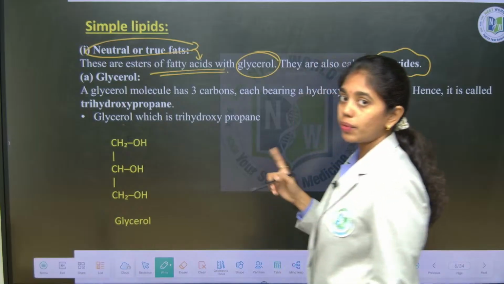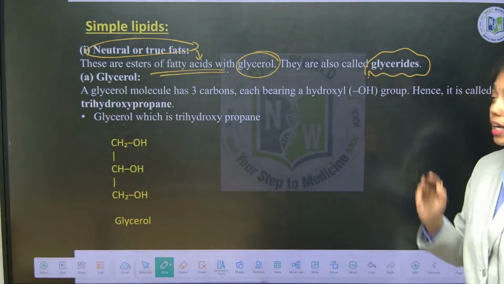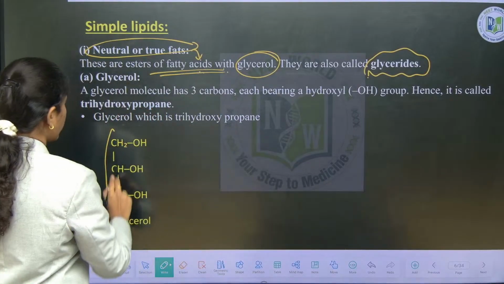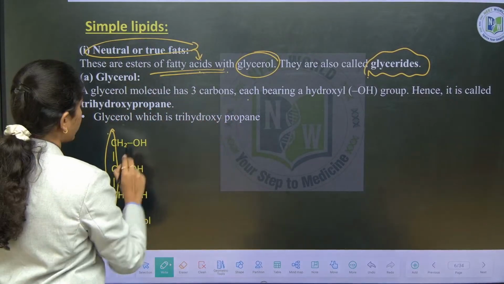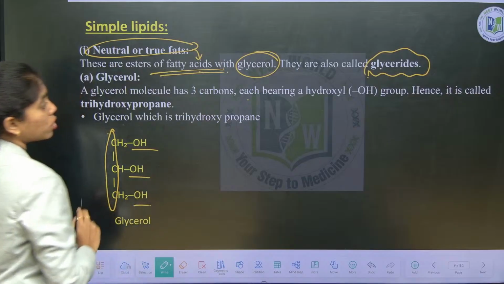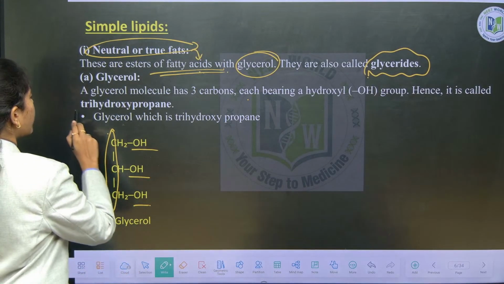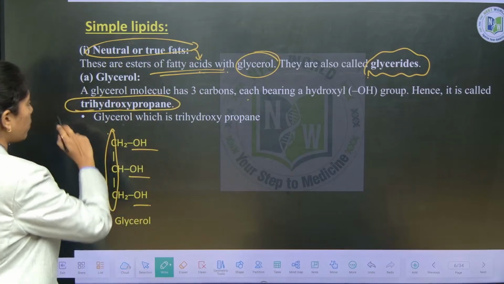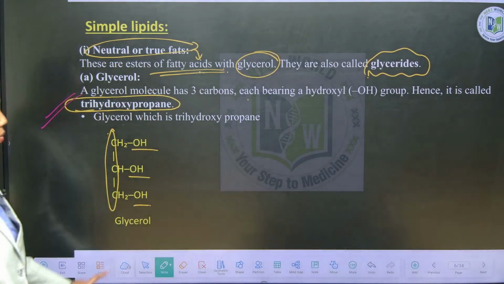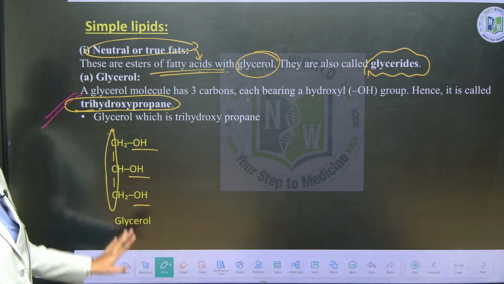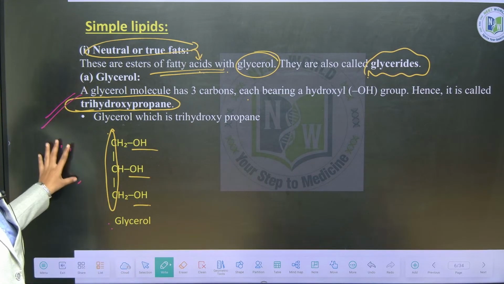Here we learn it with an example, glycerol. Glycerol will have how many carbons? It has 3 carbons, each bearing one hydroxyl group. So it is known as what? Glycerol, triglyceride or trihydroxypropane. Remember the IUPAC name. Clear with neutral or true fats?